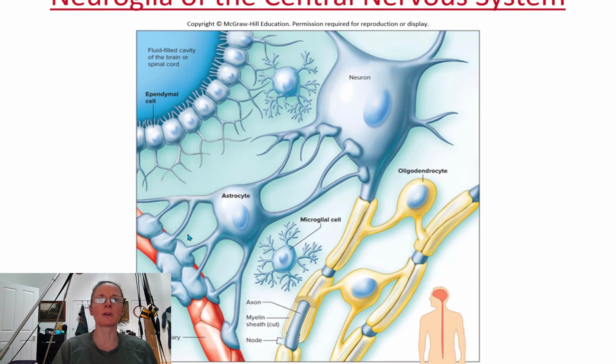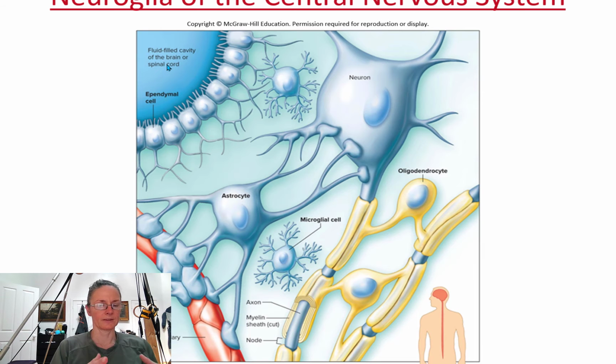Now, we also have one other type of glia called an ependymal cell. And this is going to make something called cerebrospinal fluid. And cerebrospinal fluid will fill areas in the brain called ventricles, and also an area of the spinal cord called the central canal.